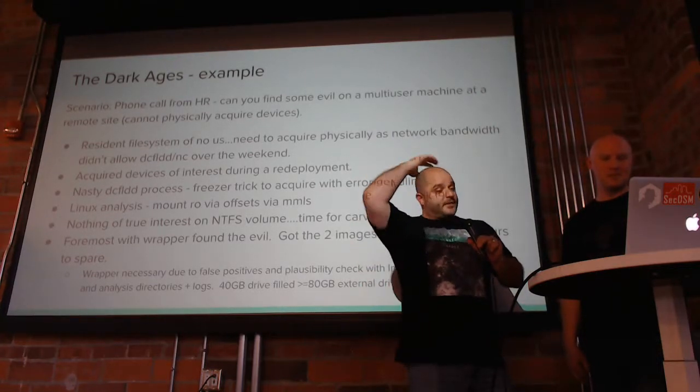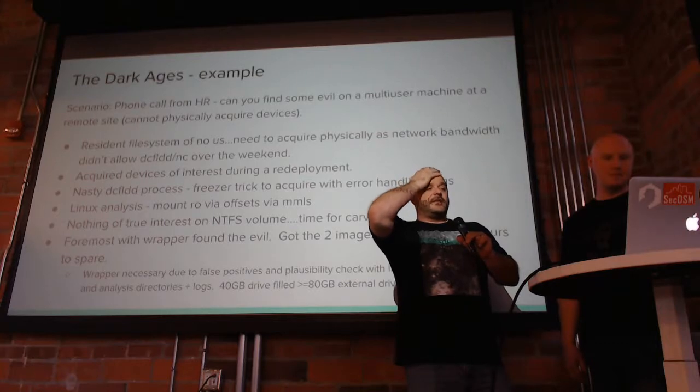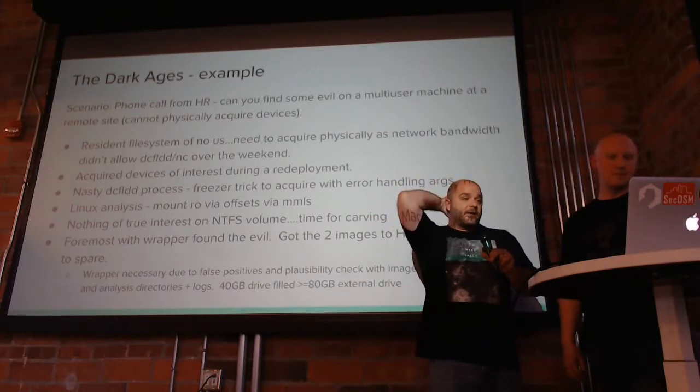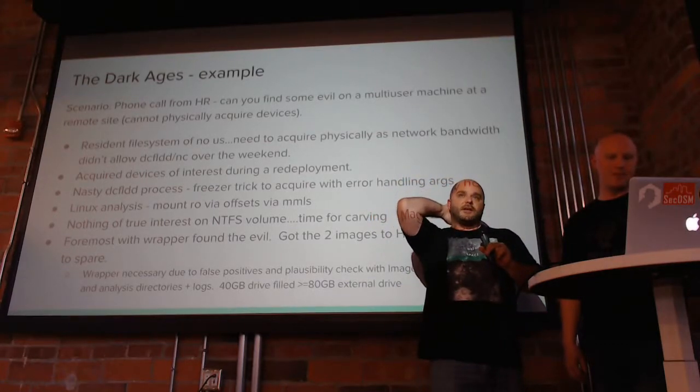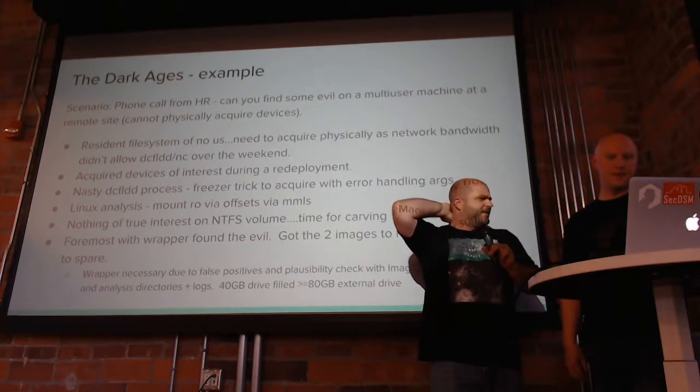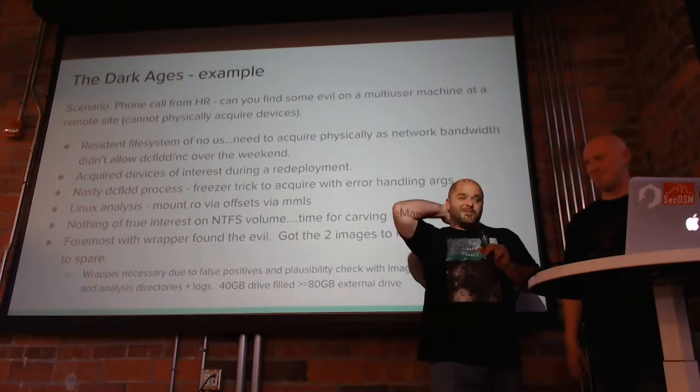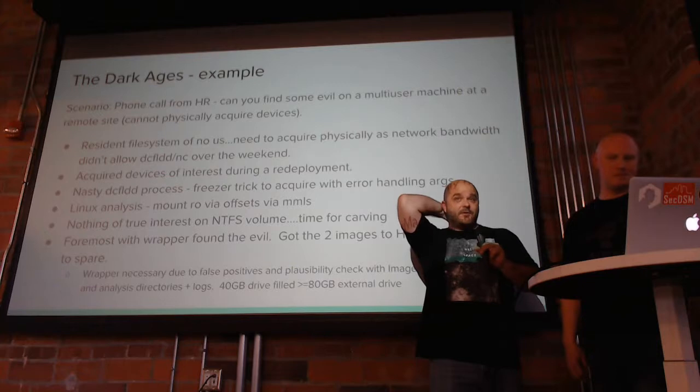Used MMLS to get the offsets. Nothing of interest on the NTFS volume. Time for file carving. And we did do strings against the swap file or page file in Windows. So we used something called Foremost. That's still around. Has anyone ever used Foremost?